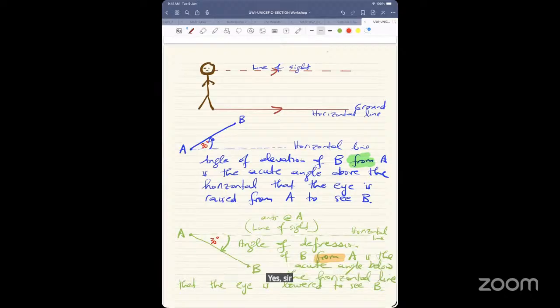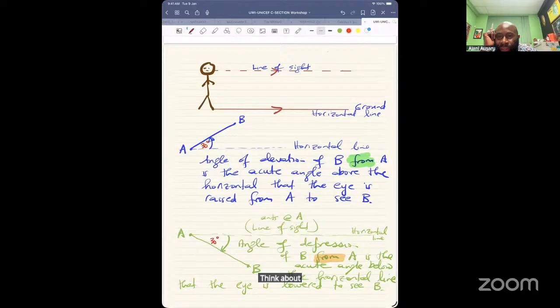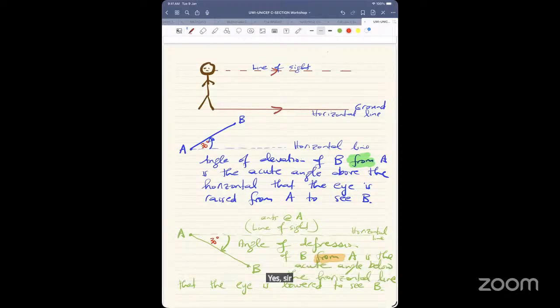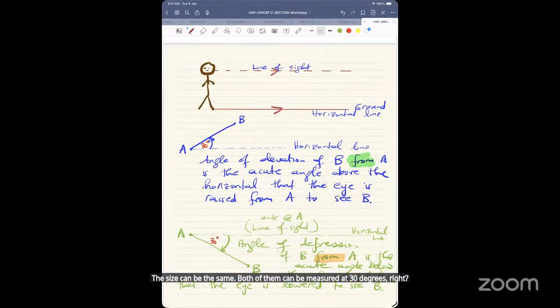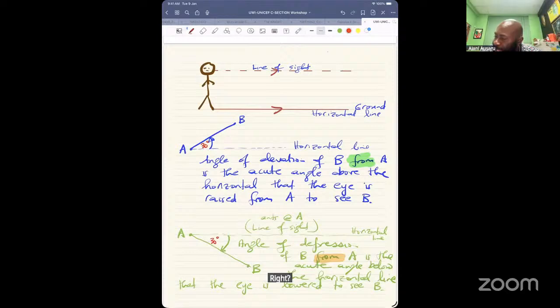Think about it. The size of the angle, can't it be the same? Yes, sir. We're not worrying about the direction, just the size. The size can be the same, correct? Both of them can measure 30 degrees, right? Yes, sir.